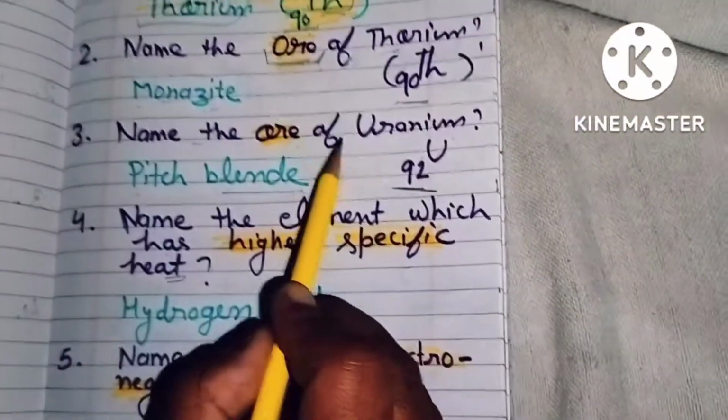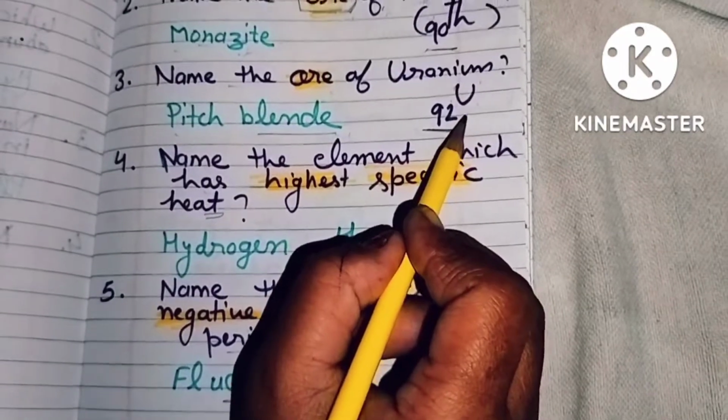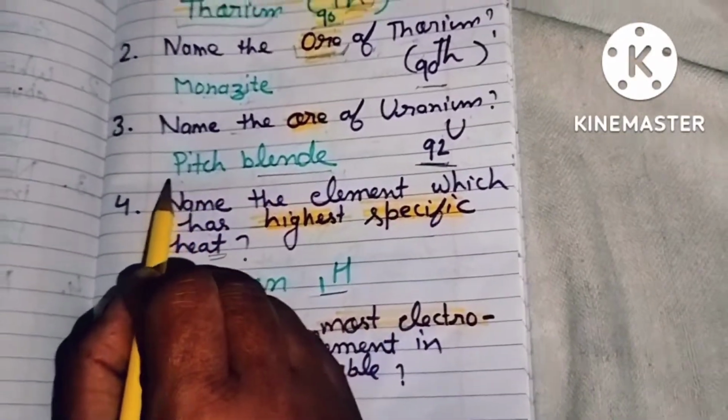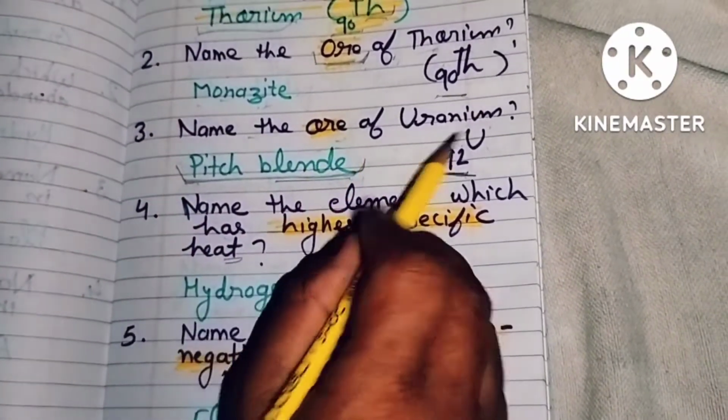Next, name the ore of uranium. Uranium's symbol is U and its atomic number is 92. It is extracted from pitchblende, the main ore of uranium.